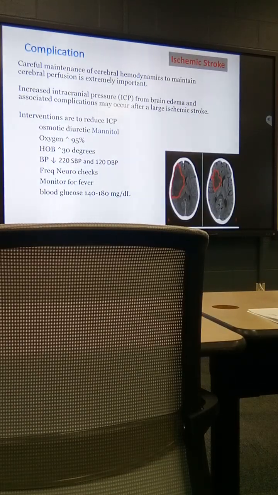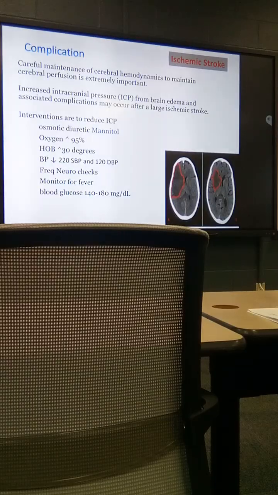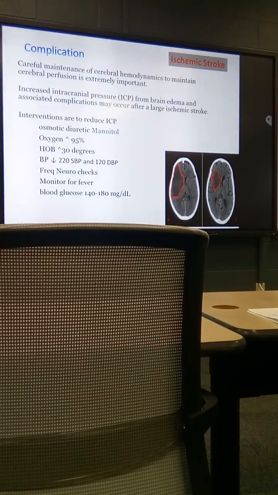Decrease pressure. It promotes it, because if your head of bed is up, it can help promote venous drainage from the brain. Keep that head midline, so it promotes that venous drainage. Blood pressure below 220 over 120. You're gonna be doing frequent neuro checks, monitor for fever, and you're gonna be checking blood sugars. Okay?